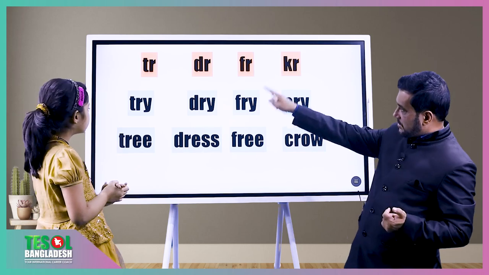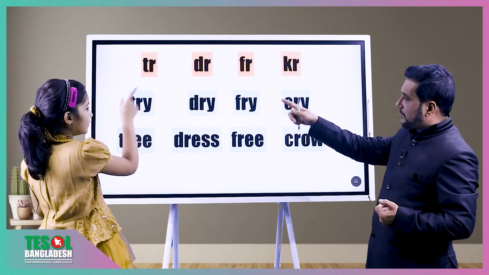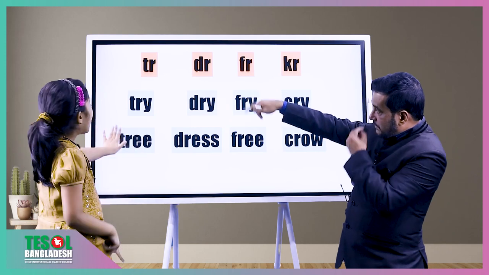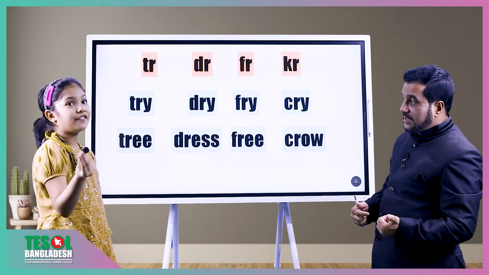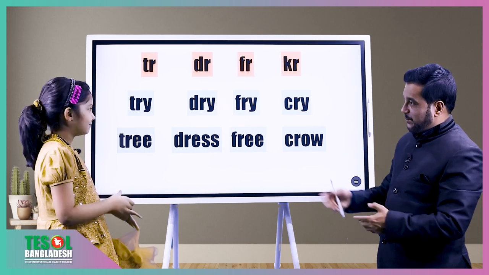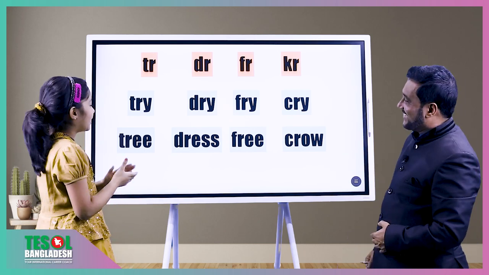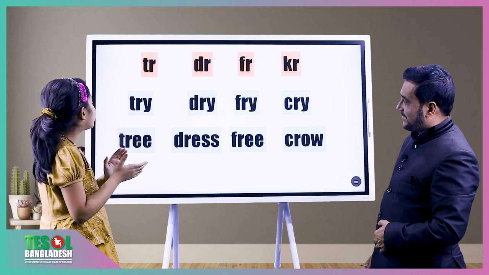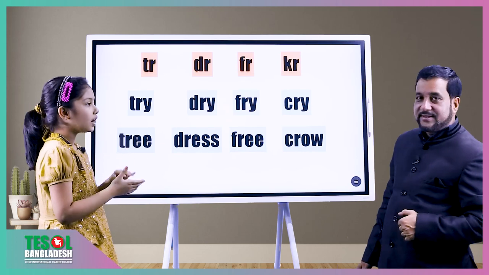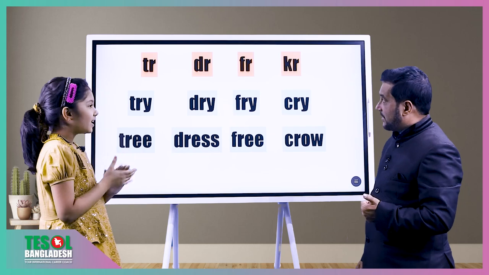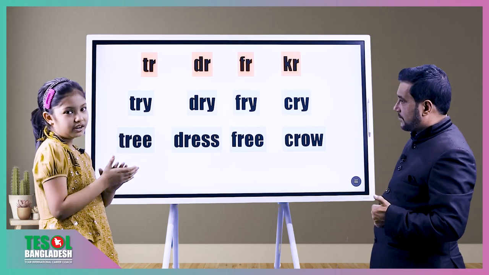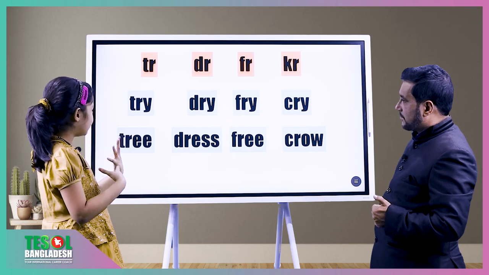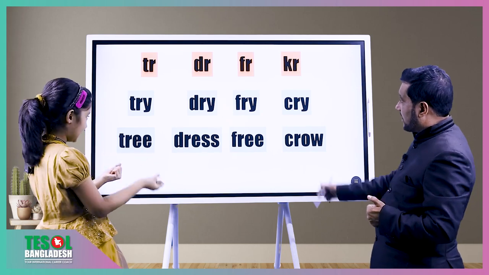The next ones, column wise down. তুমি বলো এই যে. And dear viewers and learners, you have to repeat after us. Tra tra tra, tra tra try, tra tra tra, tra tra tree. Dra dra dra, dra dra dress, dra dra dra, dra dra dry. Dry and dress.